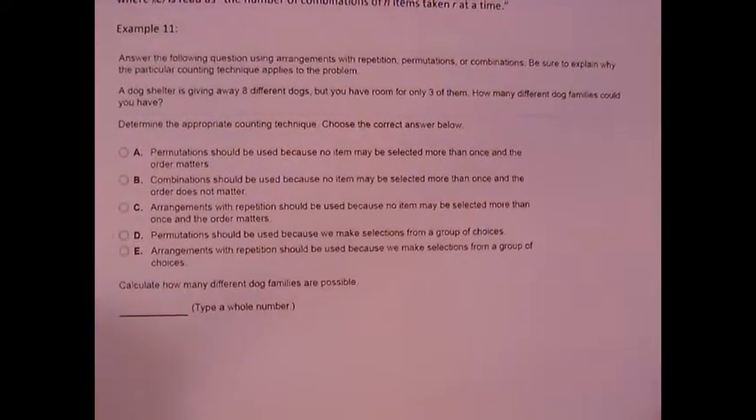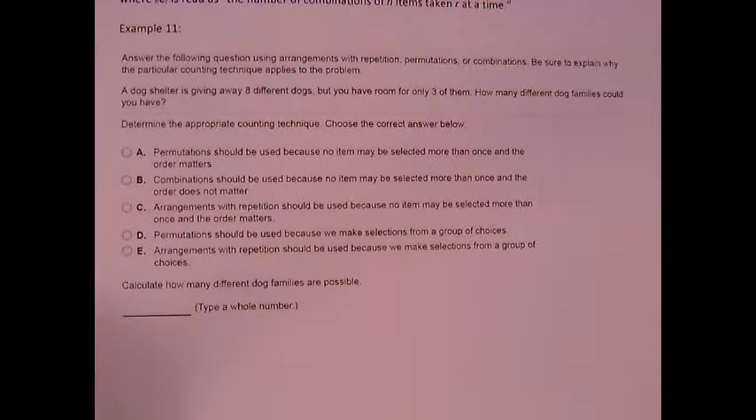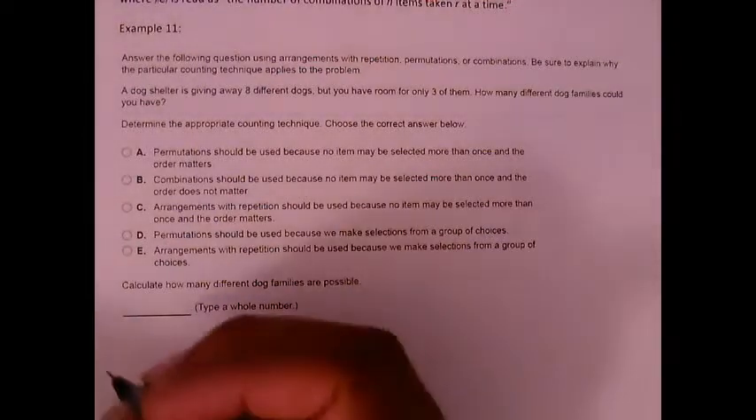So in example 11, answer the following question using arrangements with repetition, permutations, or combinations. Be sure to explain why the particular counting technique applies to the problem. In this case here, a dog shelter is giving away 8 different dogs, but you have room for only 3 of them. How many different dog families could you have? Okay. So here the arrangement does not matter in this case. So we have a combination problem.